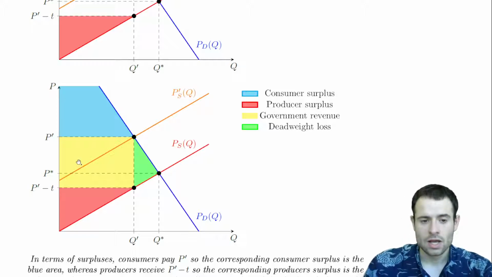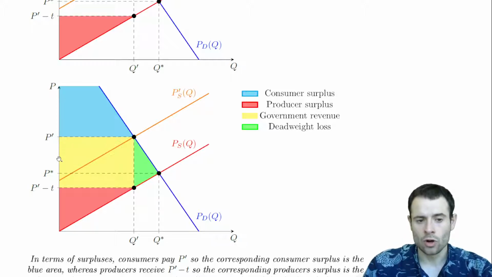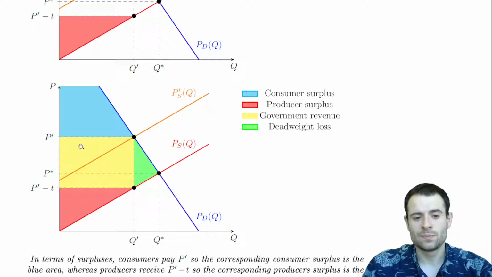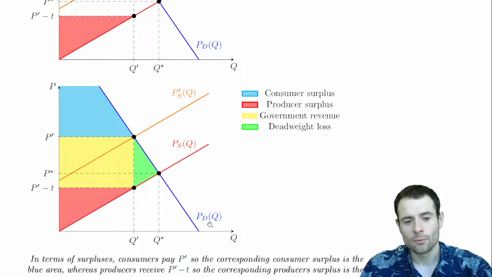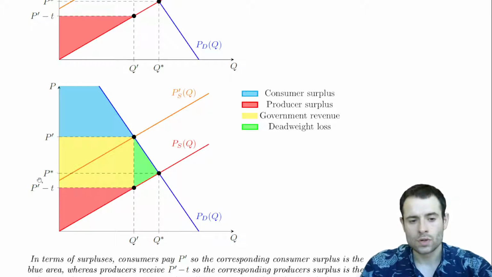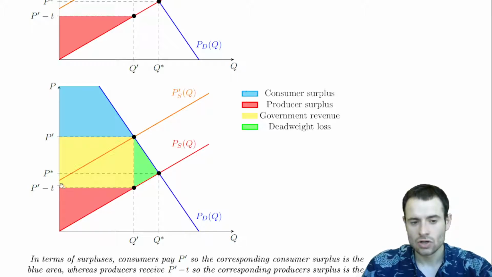And you can see that the upper yellow rectangle is bigger than the lower yellow rectangle. Because the demand is less elastic than the supply, the price received by producers has not decreased as much as the increase in the price paid by consumers.